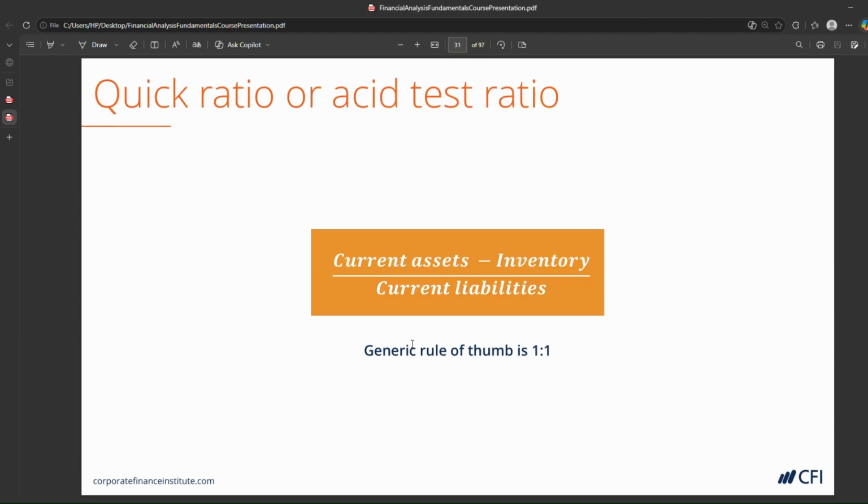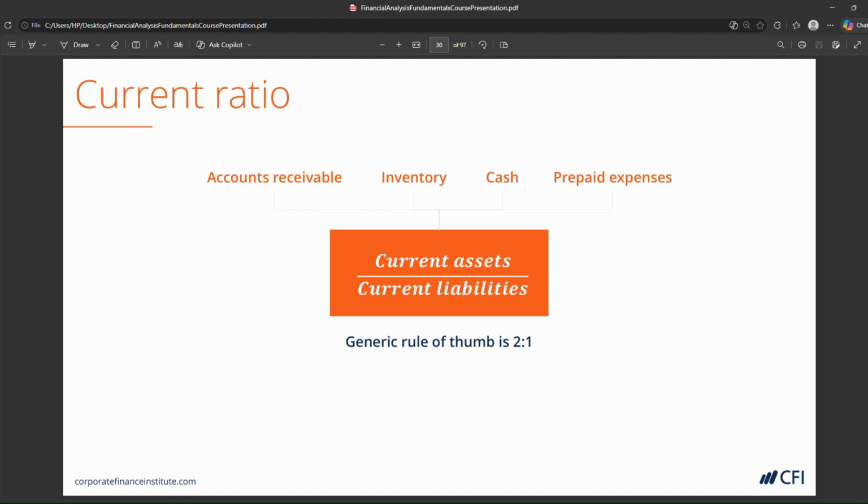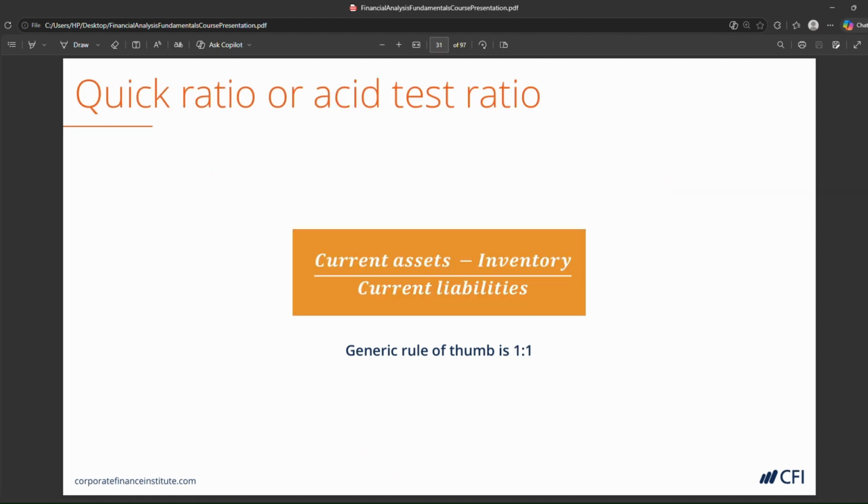Our quick ratio is basically saying your current assets divided by your current liabilities, but take out the segment of your inventory, your stock. Take it out away from the composition of your current assets. So we'll go back to our Excel. So we'll move on to our quick ratio. When you look at your total current assets, remove the segment of your stock, your inventory.